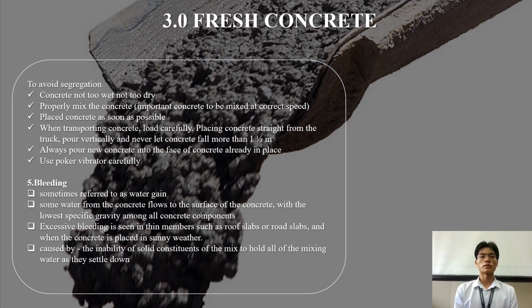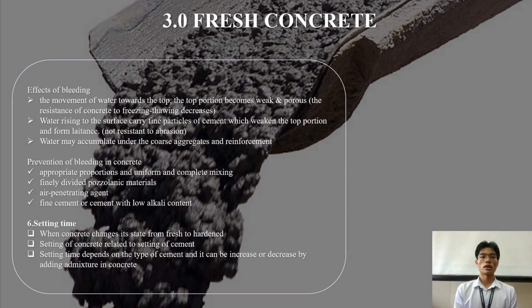Effect of bleeding, which is the movement of the water towards the top: the top portion becomes weak and porous, so the resistance of concrete to freezing and thawing decreases. Water rising to the surface carries fine particles of cement which weaken the top portion and form laitance. This portion is not resistant to abrasion. Water may accumulate under the coarse aggregate and reinforcement. These large voids under the particles may lead to weak zones and reduce the bond between paste and aggregate or paste and reinforcement. How to prevent bleeding in concrete?